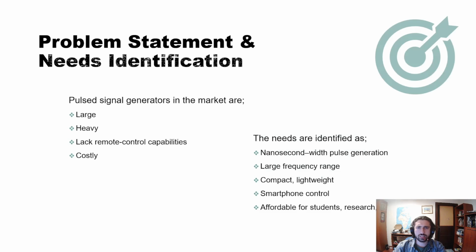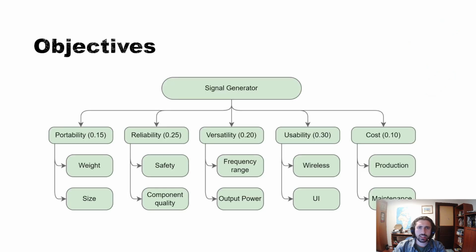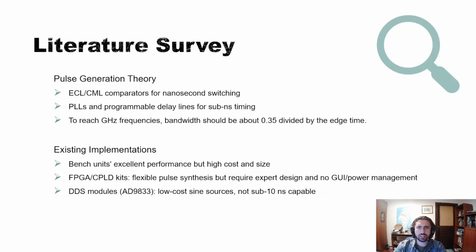Secondly, we determined the problems in the market regarding pulse generators. Then the needs for this project are identified. Here is the objective tree. Usability and reliability are decided as highest priorities for our objectives, but other factors aren't discarded either. Then the pulse generation theory and existing implementations are surveyed.